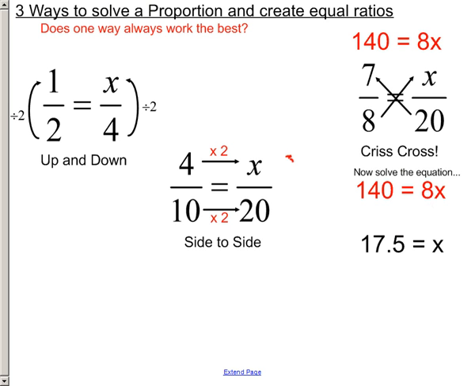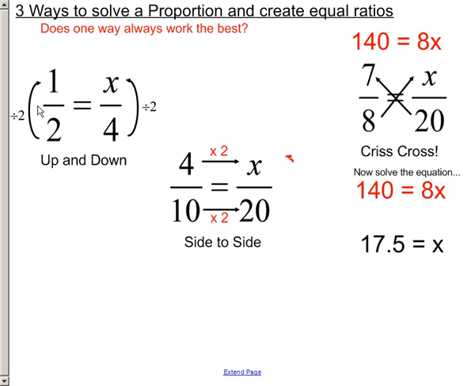All right, so what I want you to think about as we talk about them, does one way always work for every problem the best, or should you know all 3 and then for each problem decide which strategy will work best in this problem?